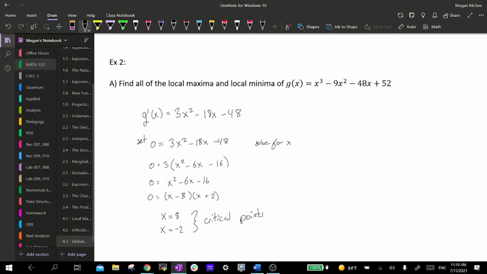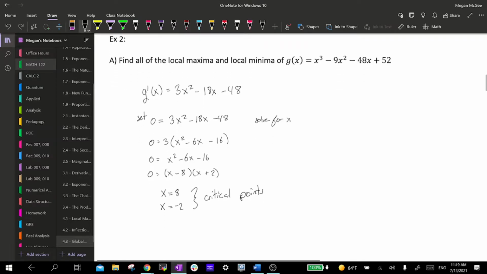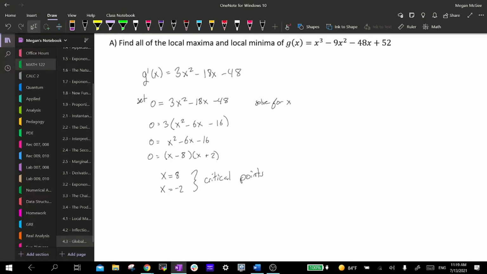Right? This is where our derivative is equal to 0. We also care about if our derivative is undefined anywhere. Here we have a polynomial which is defined everywhere, so we don't have to worry about that. Alright, next, to test if either of these critical points are local maxima or minima, I'm going to use the second derivative test.